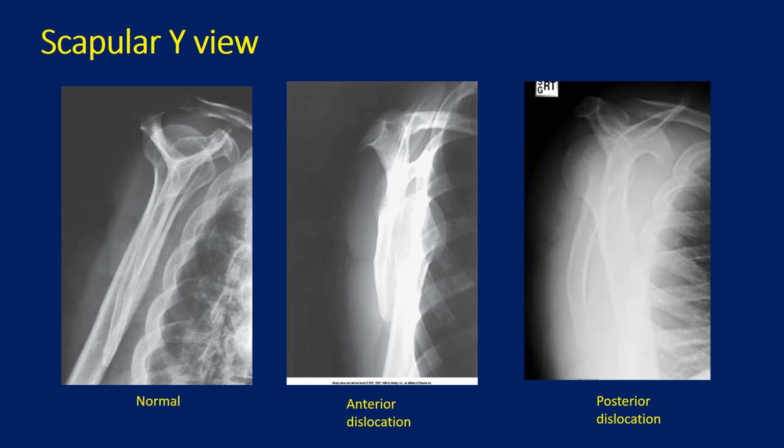The scapular Y view is also a somewhat useful view to see if there is a dislocation. I prefer the axillary or axial view as the key view over the scapular Y view. You can see here on the left a normal scapular Y view, here centrally an anterior dislocation, and on the right a posterior dislocation.